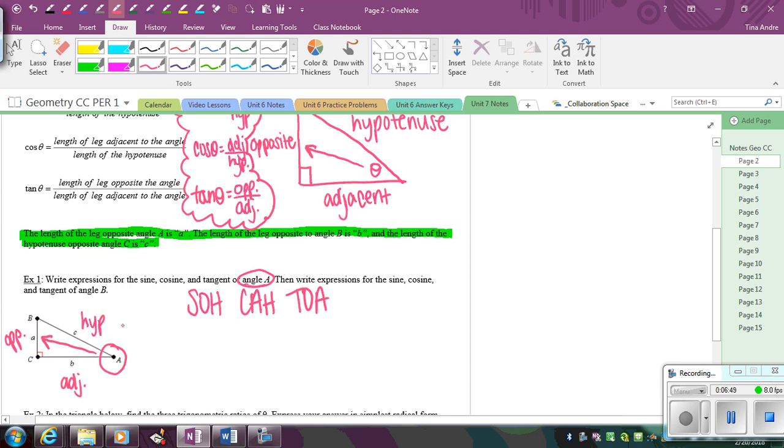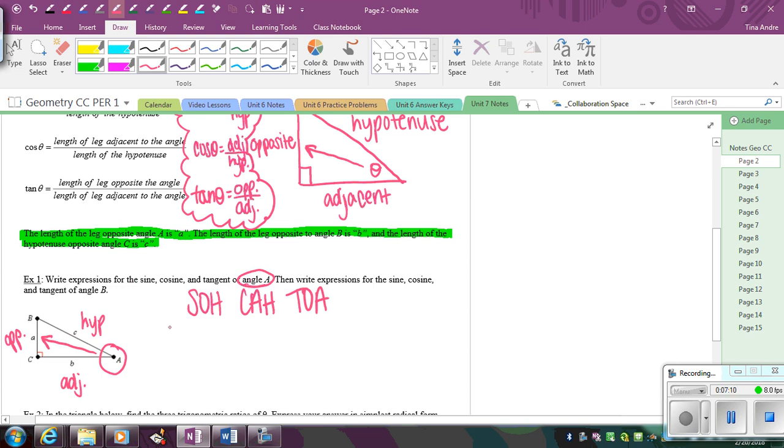Now you might be thinking, isn't the hypotenuse technically adjacent to angle A? It is, because it's next to it. But when we say adjacent, we're talking about the side that's not the hypotenuse. We're talking about the leg. So the opposite and the adjacent are always legs. Hypotenuse is always its own thing. It's always the longest side.